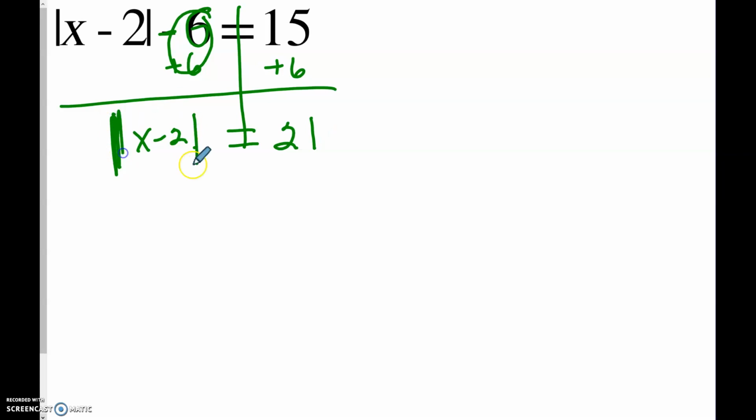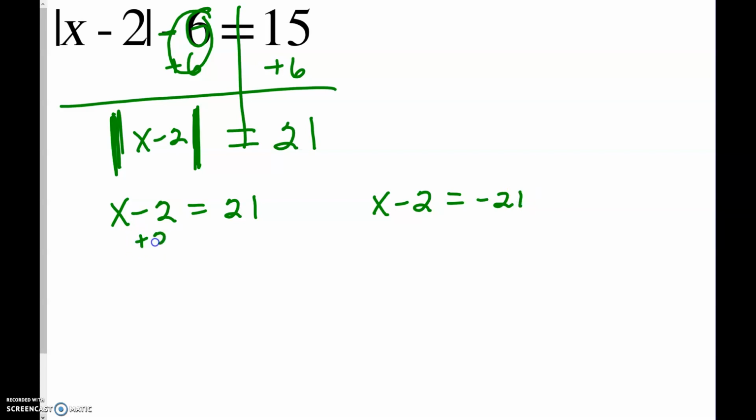So now we have absolute value equals number, so we can set up our two cases. The first case is going to be without the absolute value marks, and the second case is going to be x minus 2 equals -21, because remember we're talking about distance, that you could go forward 21 or backward 21 and end up with the right answer. So plus 2, so it looks like we can get 23. We're going to add 2, so we get x equals -19.